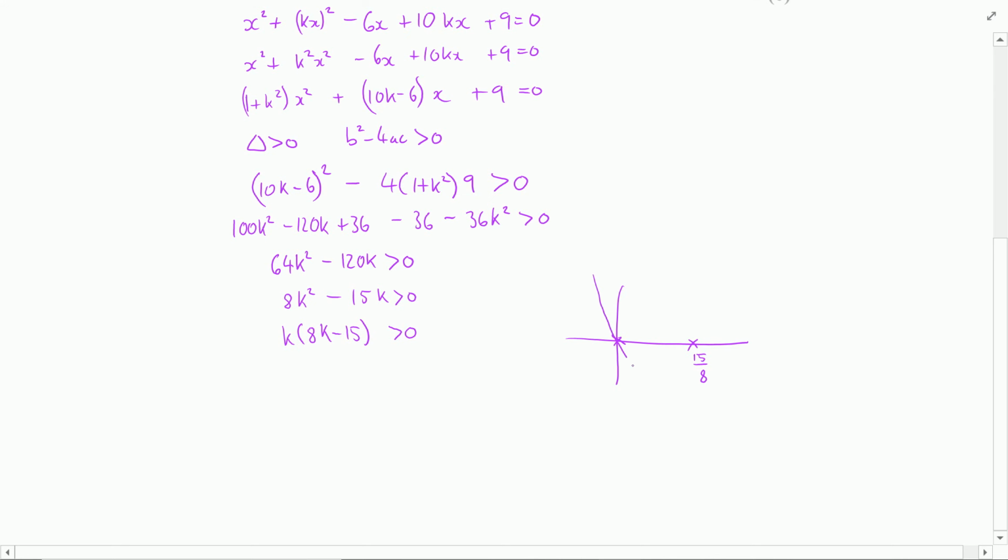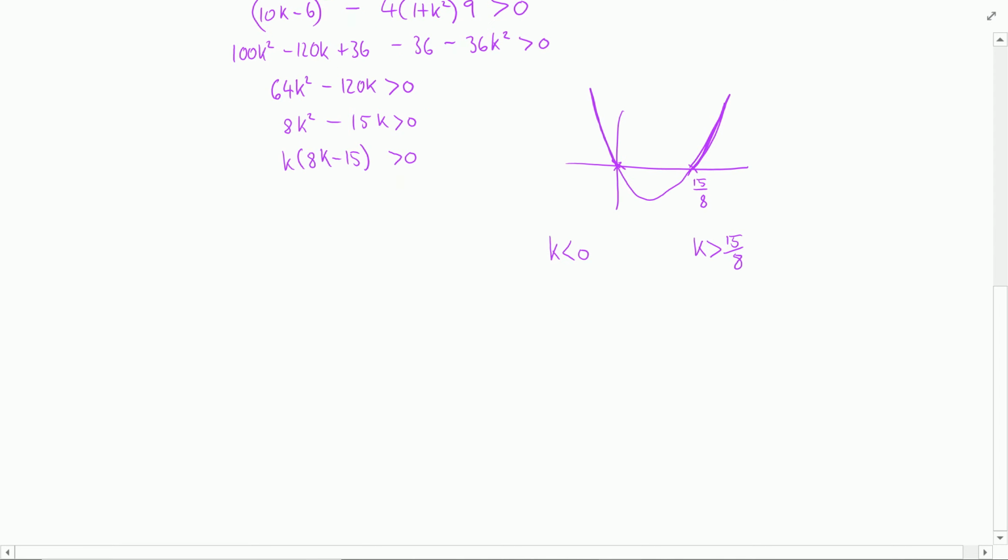What would it look like? It would look like a quadratic graph. And what am I interested in? I'm interested in the points where the value is going to be greater than 0. So when does that happen? It happens when the value of k is less than 0, and it also happens when the value of k is greater than 15 over 8.